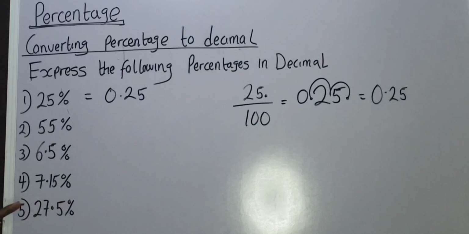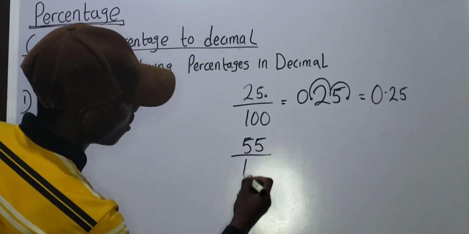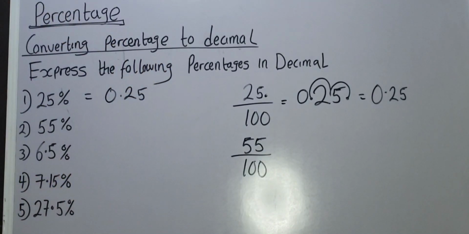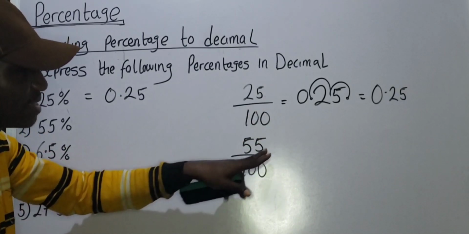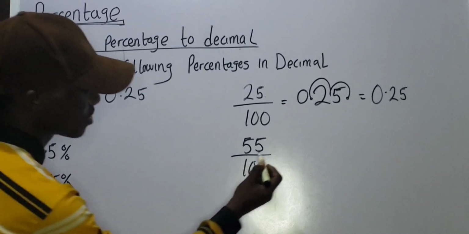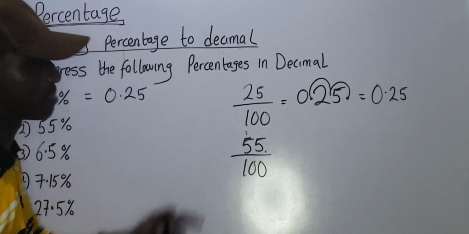If you didn't understand, pay attention while I solve the second question. We want to express 55% in decimal. Don't forget that when we are expressing a number that is in percentage in decimal, we are going to divide it by 100. So for this, I'm going to have 55 over 100. Now you can see that the decimal point will be at the front of this 5, the unit. At the front of this 5, that's where the decimal point is.